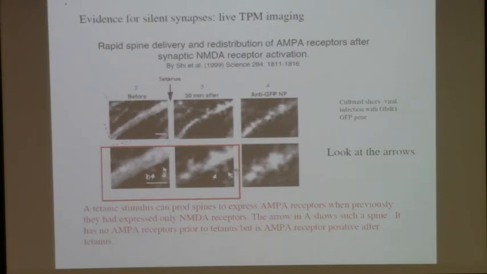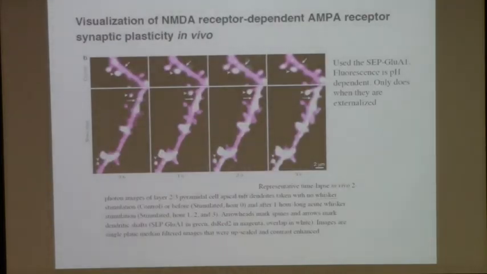Now that was done in the late 90s, and that was kind of fast. The technology has advanced, and now this is the state of the art. The guys are showing basically the same thing, but not in culture cells, but in a live behaving animal. They're stimulating the whiskers of the rat, and with these little arrows you can see you get more from here to here, you get more AMPA receptors. And these are AMPA receptors that only fluoresce when they're expressed outside of the membrane.